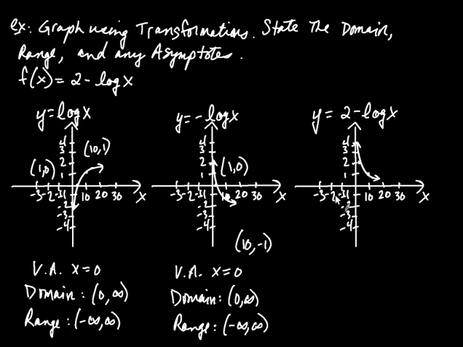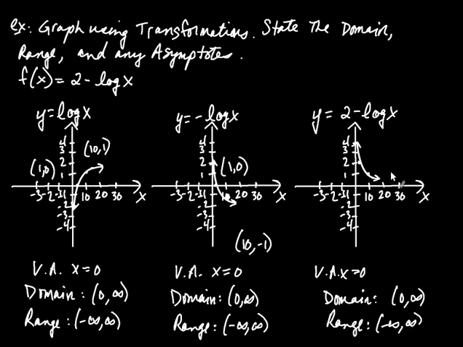y equals 2 take away log x. And once again, the vertical asymptote is still x equals 0. And the domain hasn't changed, nor has the range. So the domain is still 0 to infinity, and the range is negative infinity to infinity. Now, one thing to note is that this does not have a horizontal asymptote. That's right, no horizontal asymptote.